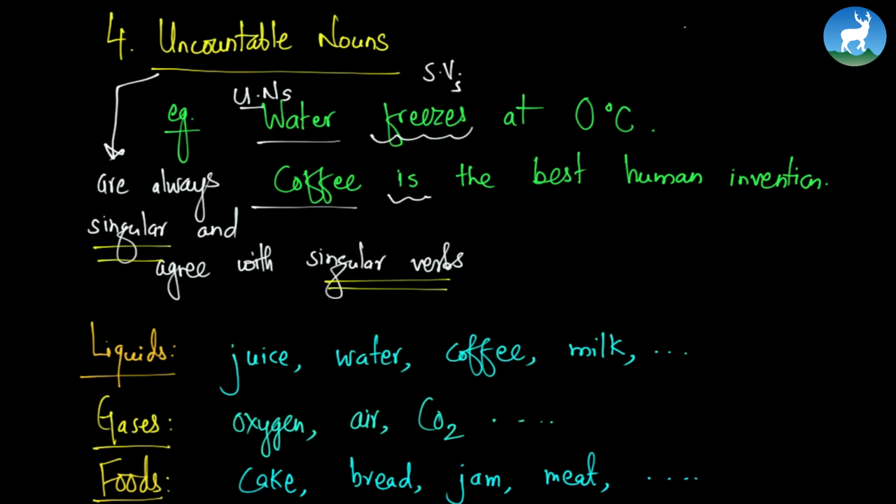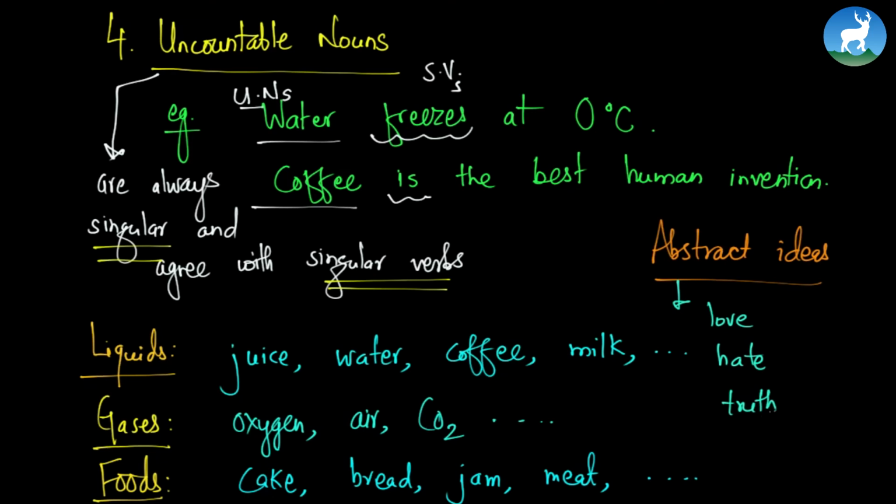Even abstract ideas are uncountable. Abstract ideas, not concrete ideas, but rather abstract ideas. Abstract ideas like love, hate, truth, honesty. So all these abstract ideas are uncountable nouns. So love is a beautiful thing, not love are a beautiful thing. So hatred is bad. Honesty is the best policy. Truth should be spoken. Very good.